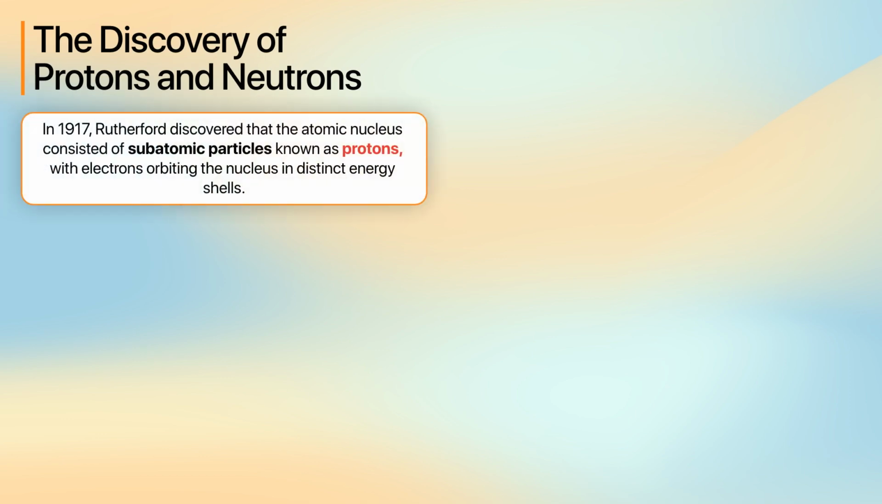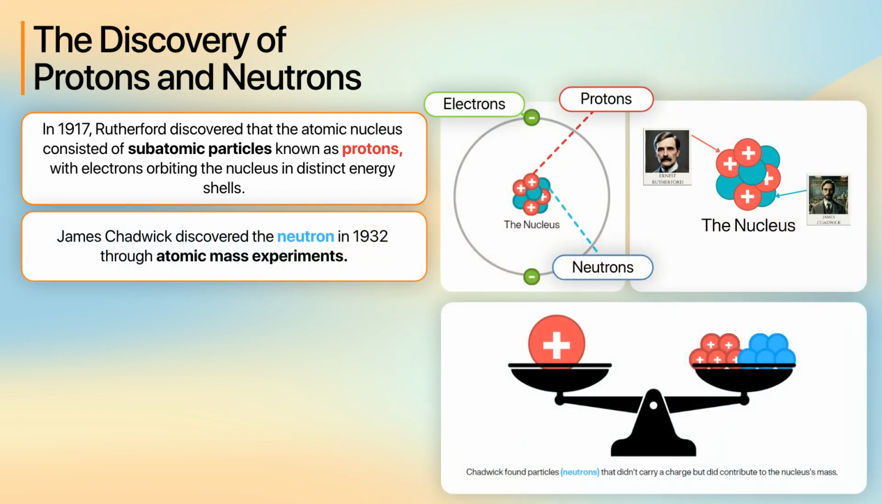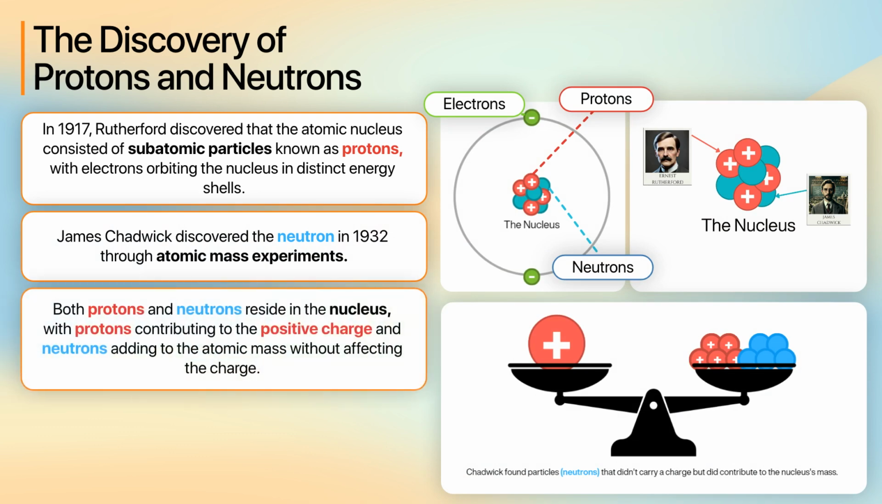In today's lesson, we began by looking at the nuclear model of the atom, which in 1917 was understood to consist of a central nucleus containing positively charged protons, with electrons orbiting this nucleus in distinct energy shells. This model provided a clearer understanding of the atom structure, highlighting the distribution of mass and charge within it. The main focus of this lesson was on the discovery of protons by Rutherford and the identification of neutrons by James Chadwick. We discussed how protons and neutrons reside in the nucleus, with protons contributing to the positive charge and neutrons adding to the atomic mass without affecting the charge.